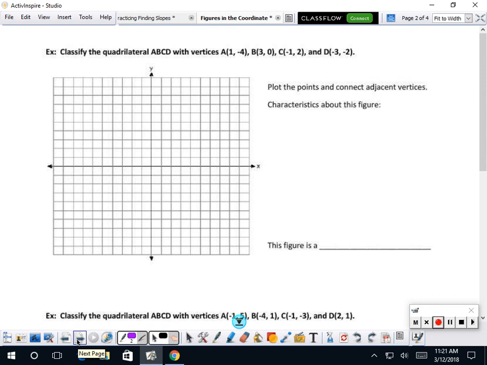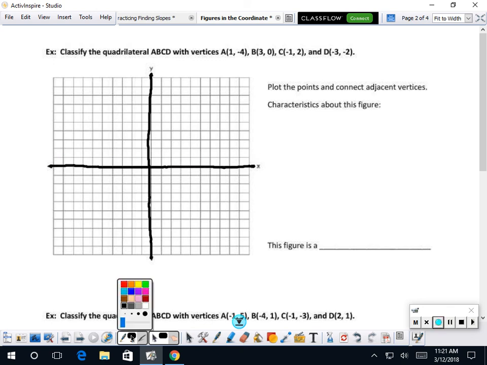All right, and we're going to classify quadrilateral ABCD, with the vertices at 1, negative 4, 3, 0, negative 1, 2, and negative 3, negative 2. So let's plot these points. I'm going to darken my XY axis first so it's easier for me to see. All right, and we're going to plot the points.